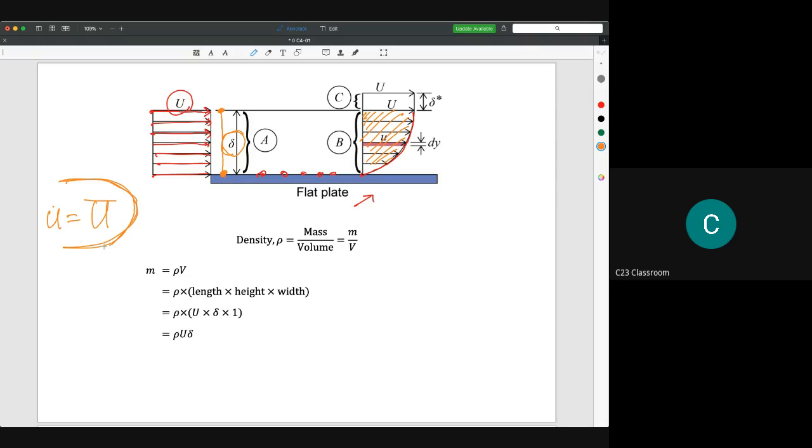So to simplify this calculation, we take the condition as u equal to capital U. This means that delta here is the distance from u equal to 0 to u equal to capital U. This is the velocity which has capital U, meaning that this velocity is the same as the free stream velocity.